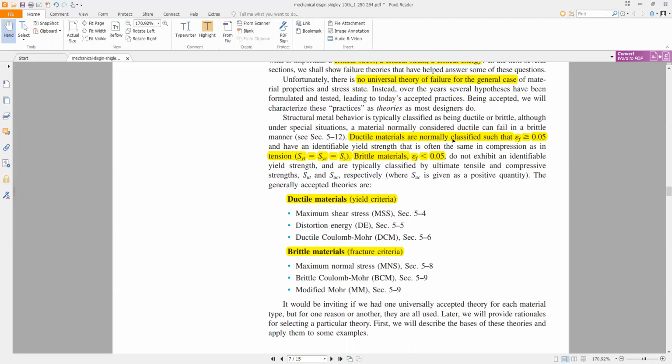Ductile materials are normally classified with the true strain more than a value. This is the value. We identify it when the yield strength in extension or compression is the same value. So this one is the criteria. If these two happen, then we apply one of these three theories to the ductile material. And the true strain is more than 0.05. What if the value is less than 0.05? Then that will be brittle material.